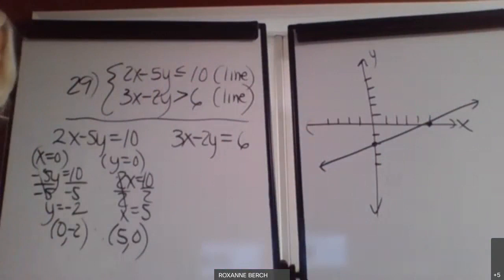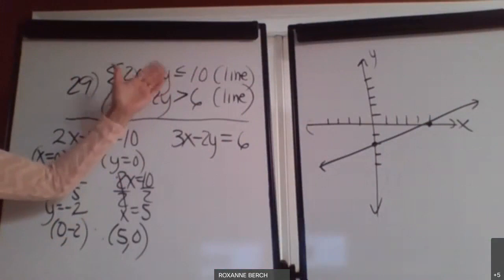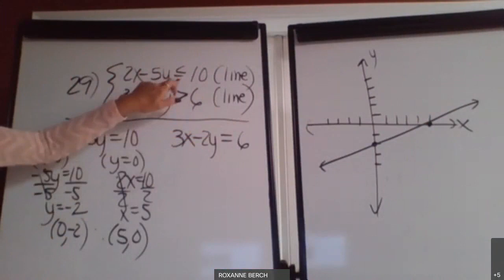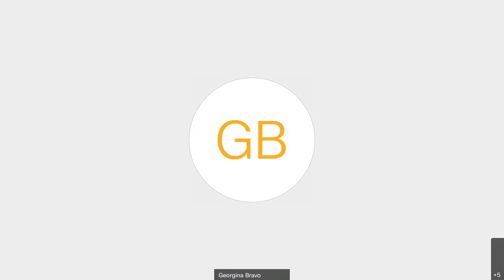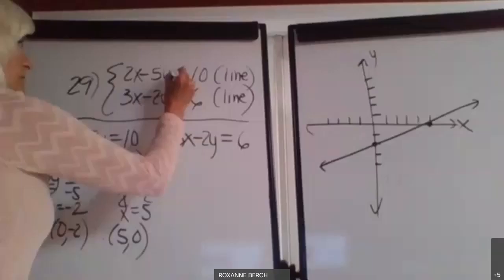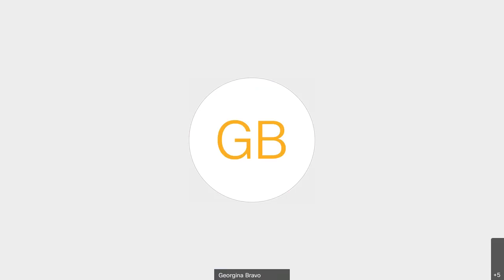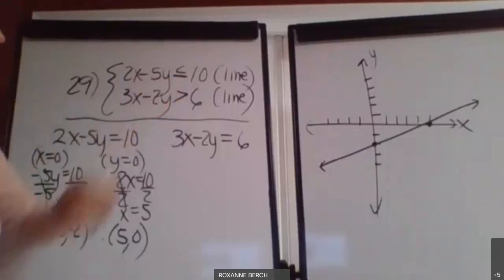That's the first step. The second step is to decide, is the boundary dotted or solid? You guys tell me, should this line be dotted or solid? Solid. Right. Why? Because it's less than or equal to. So it's solid.